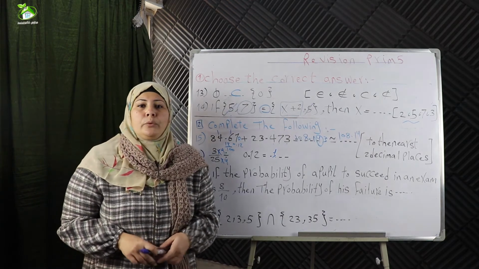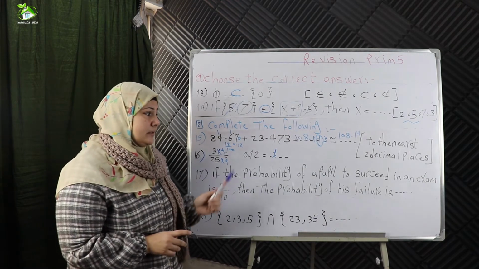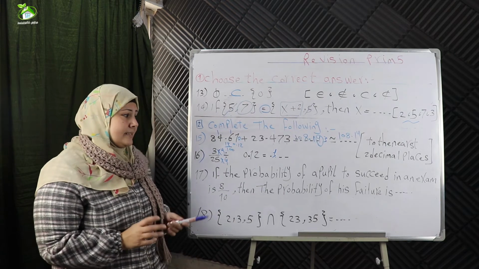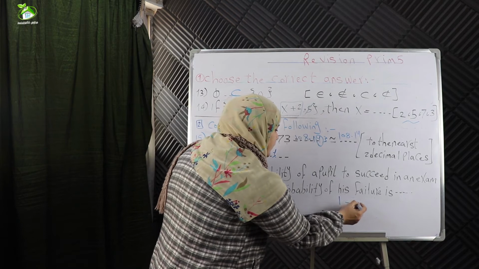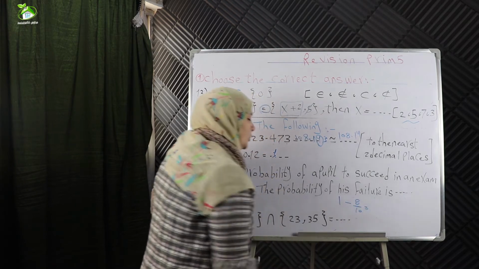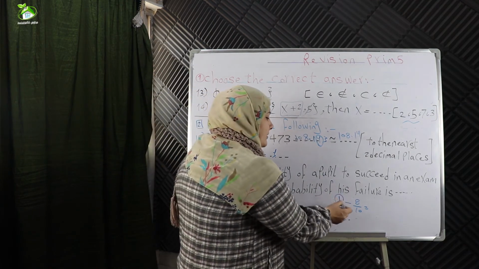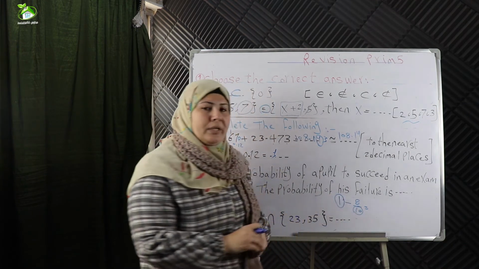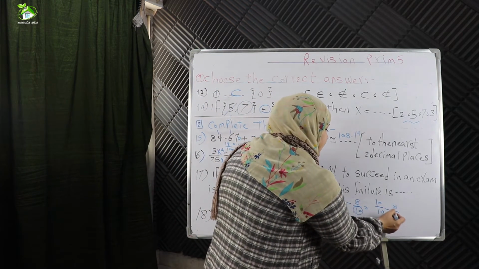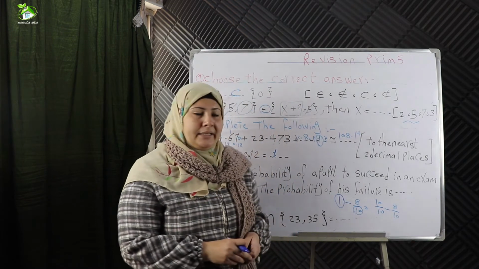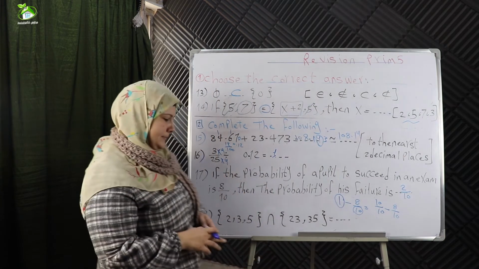The probability of all class equals 1. Since the probability of succeed pupil is 8/10, then the probability of the failure is 1 minus 8/10. To subtract any fraction from 1, replace 1 by another fraction with the same denominator. We will replace 1 by 10 over 10 minus 8/10. The result will be 2 over 10. The probability equals 2 over 10.